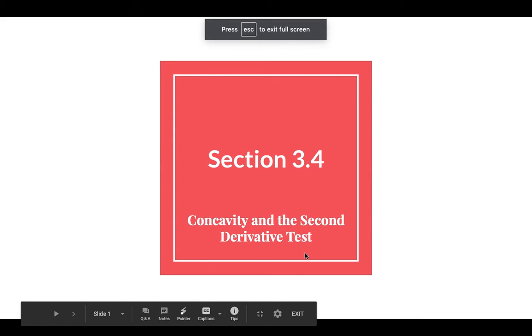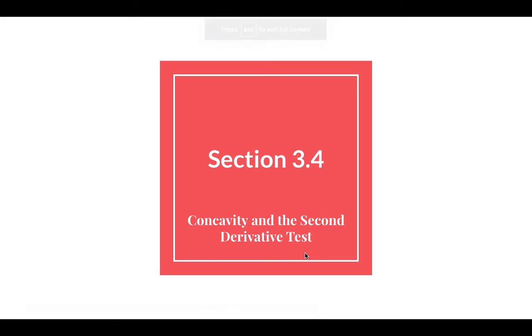So, as we continue on with section 3, looking at applications of derivative, we get to section 4, concavity and the second derivative test. Yeah, if the first derivative test was fun, the second derivative test must be even better, right?